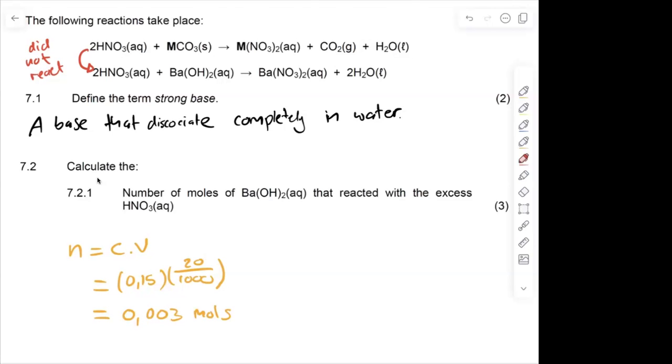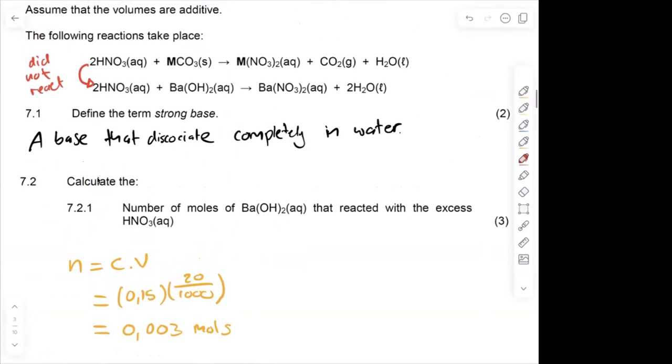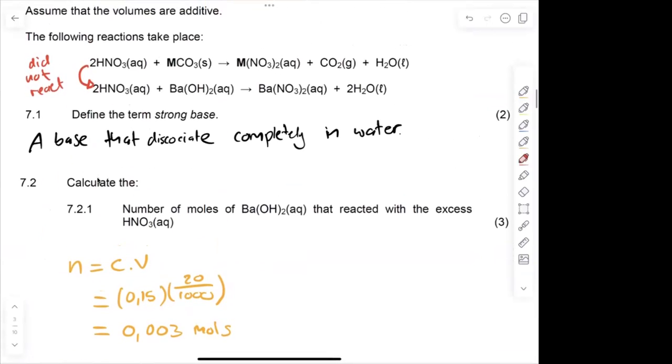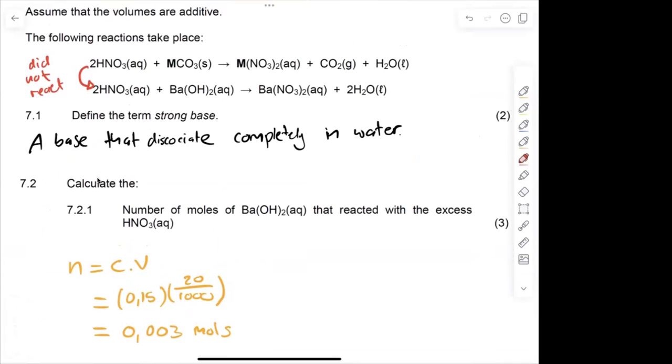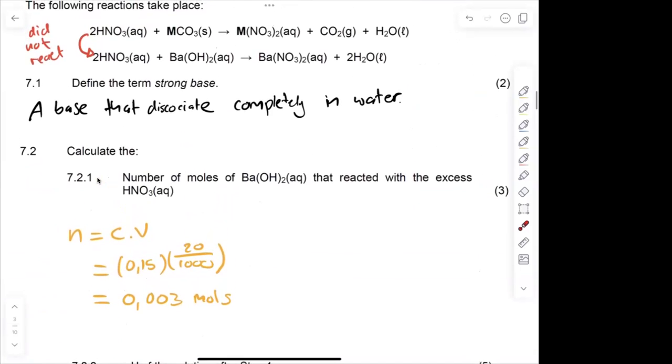So I'm going to start by saying, well, I've got H3O plus. I need to figure out what that is going to be. So I'm going to use the HNO3, because that's my acid, right? That's what creates the concentration of H3O plus in my water. So once I've used that, that's what I'm going to use in this particular case. So 2.7.2.2, the pH of the solution after step 1.